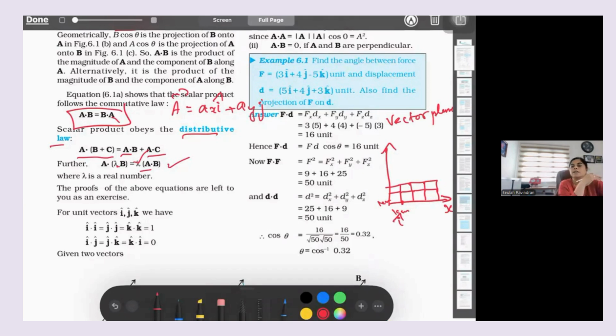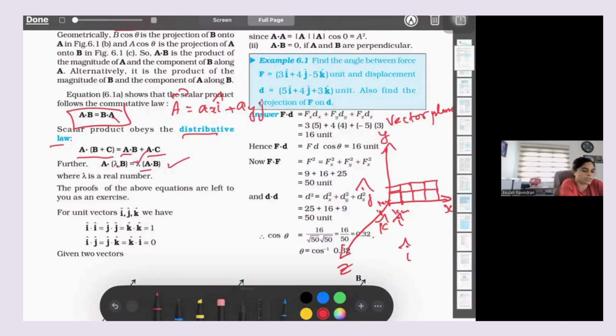1 centimeter, 1 unit of x-axis will be considered as i cap. 1 unit of y-axis will be j cap. 1 unit of z-axis will be k cap. Here i cap, j cap, and k cap, this cap represents the unit vector. That means its magnitude will be unity. Get my point? So what is this 1 centimeter? Instead of that, we can use this as i cap.